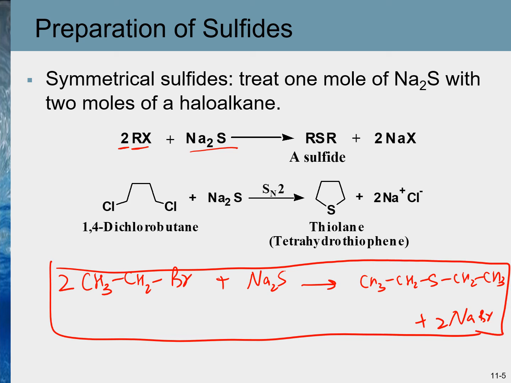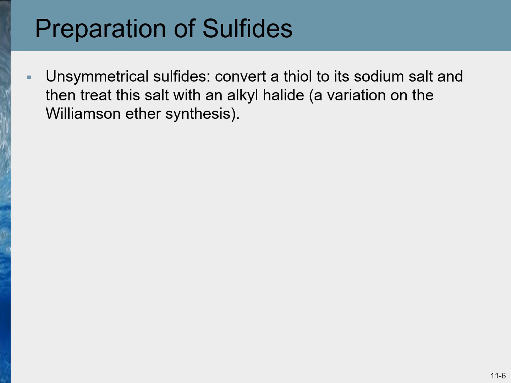A similar reaction can also be used to prepare 5 or 6 membered cyclic sulfides. An example of a preparation of a 5 membered sulfur containing cyclic sulfide is shown here. Unsymmetrical sulfides can be prepared from thiols. In this reaction, first a thiol is reacted with a strong base such as sodium hydroxide to convert the thiol into the sodium salt of the thiol.